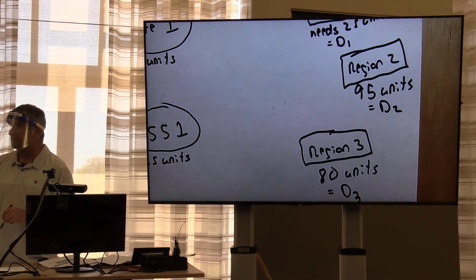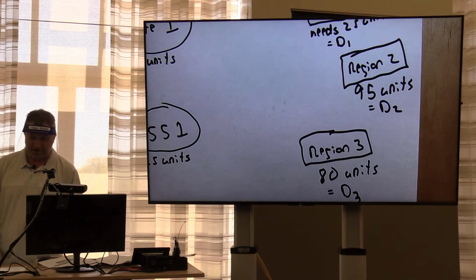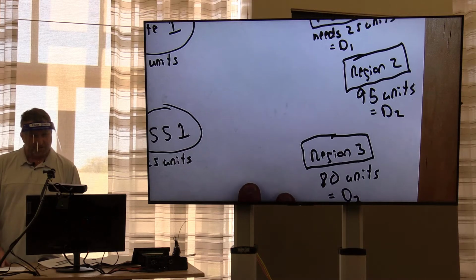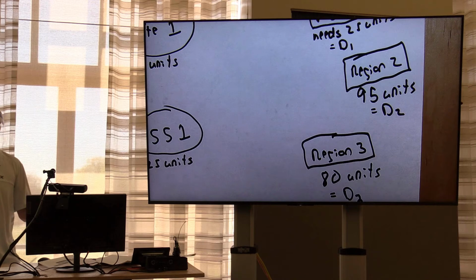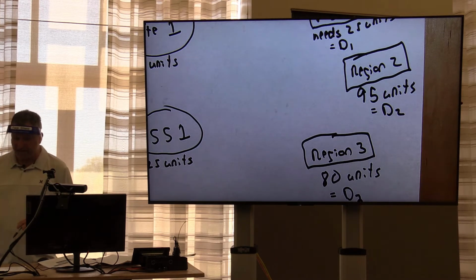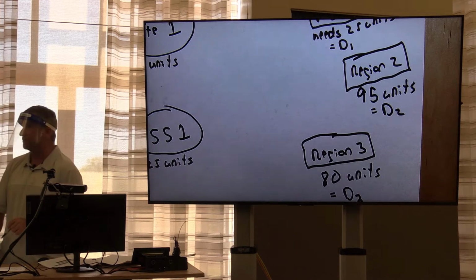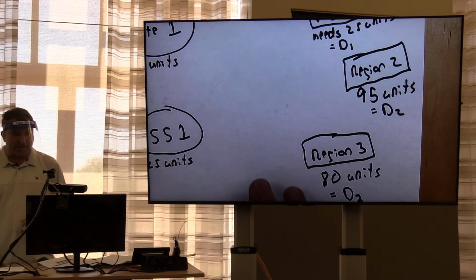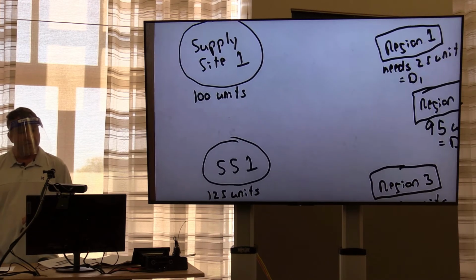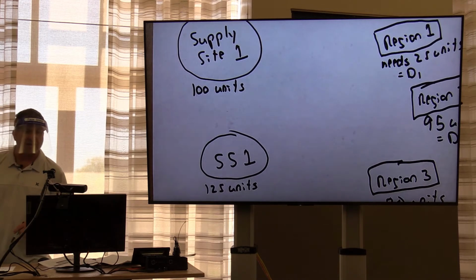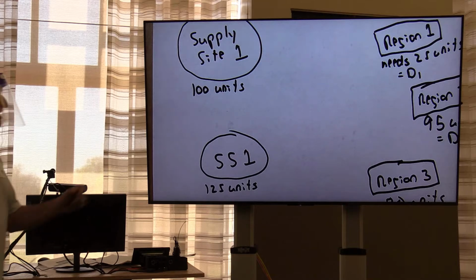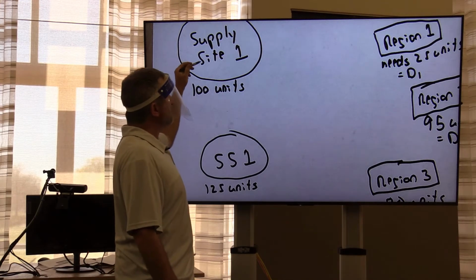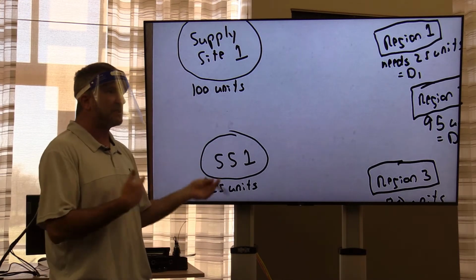Now, as you can imagine, those numbers are going to form part of our constraints, because whatever our solution is, we need to meet demand. Region 1 has to be provided at least 25 units. We're going to have another set of constraints that supply site 1 only has 100 units. So no matter what our decision is, we can't take more than 100 units from supply site 1. So those are going to be our constraints as well.